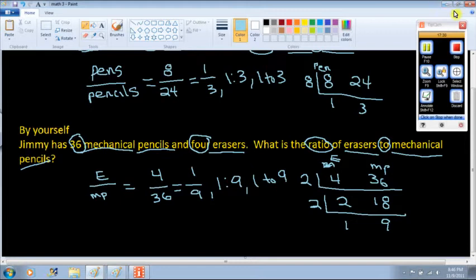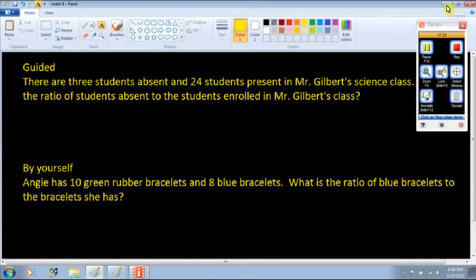Alright, let's try another problem. We'll do this one together. It says there are 3 students absent and 24 students present in Mr. Gilbert's science class. What is the ratio of students absent to the students enrolled in Mr. Gilbert's class? Now this one's a little bit different. This one is part to whole, which means the ratio is part of the students, in this case, part of the student body compared to how many students are enrolled. The other problems we've been doing are called part to part.